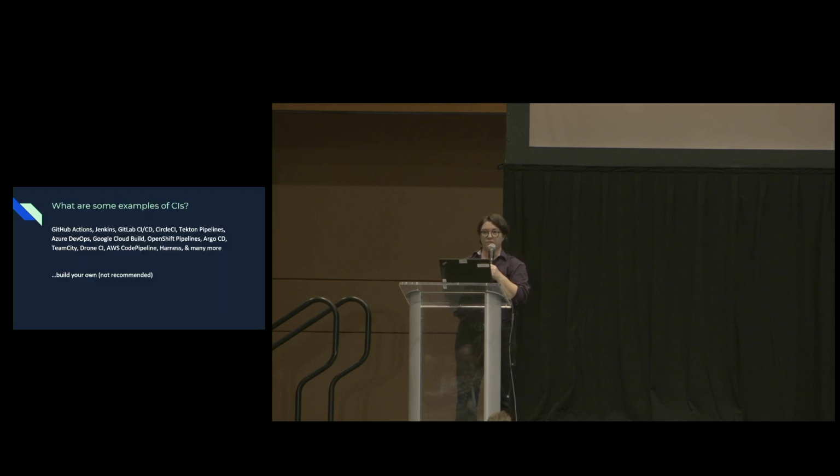Okay, so there are so many CIs. This is a list of at least 10. There are many, many more. Some that you may be familiar with: GitHub Actions, GitLab CI/CD, Tekton pipelines, Argo CD, and also some teams choose to build their own. I do not recommend this. I have been on a team that has built their own. You can do it, but you will essentially be creating an entire new software product team.